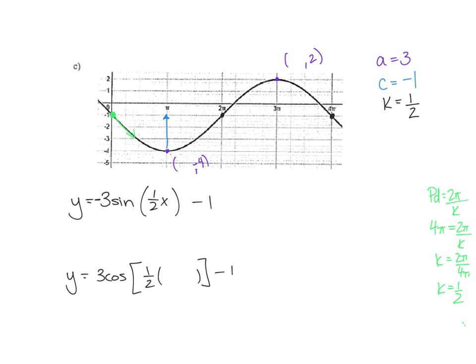Which does mean, though, to write our cos function, it is going to require some type of phase shift. So again, I know my cos curve can start, so we can kind of choose here. Let's start with cos. We'll start with cos being at its max. We know cos starts at its max and it falls.